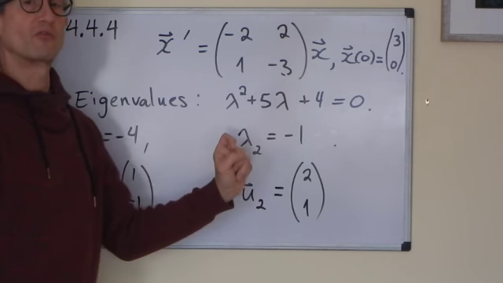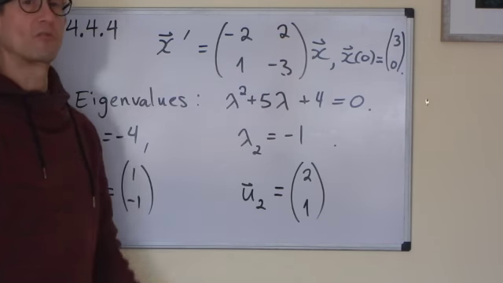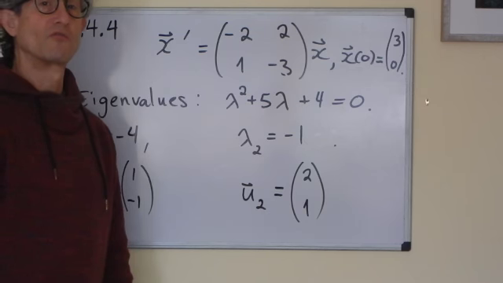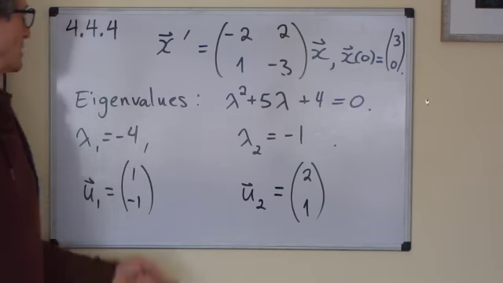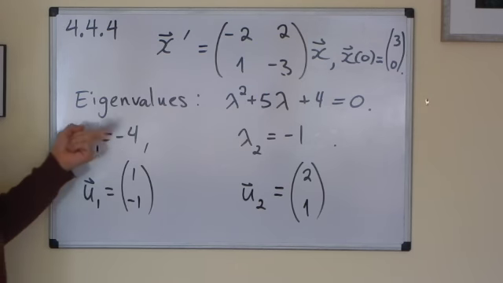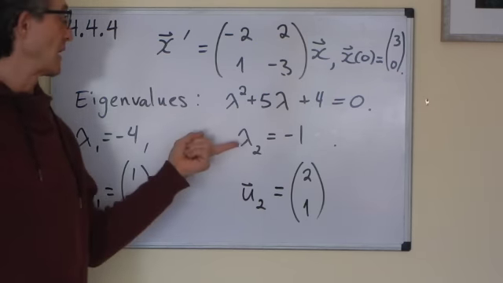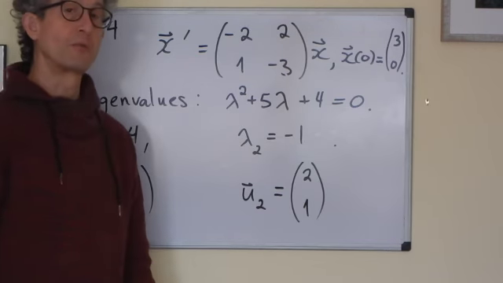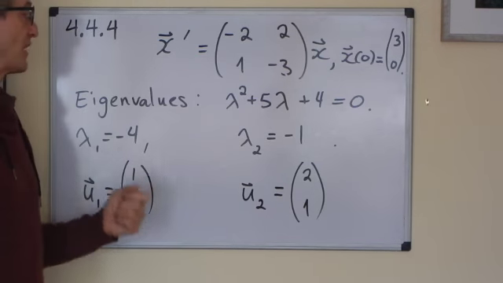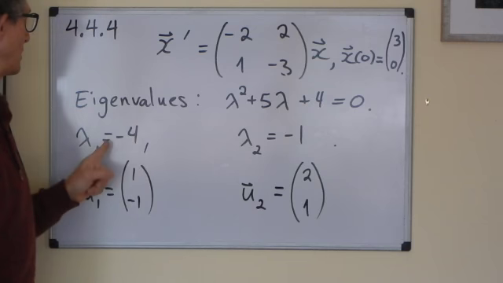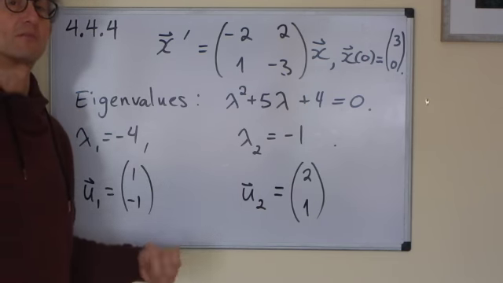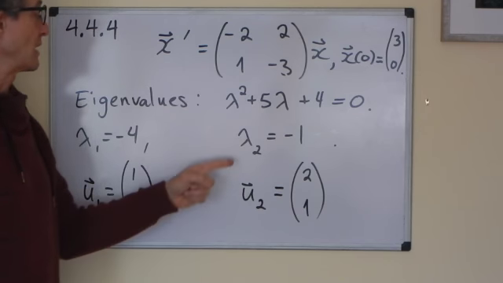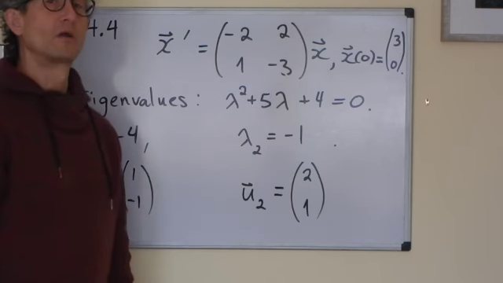Minus 2 times minus 3 is 6. Minus 1 times 2 is 4. And so that's our characteristic equation. And we find the eigenvalues lambda 1 equal to minus 4 and lambda 2 equal to minus 1. In terms of the eventual solution, lambda 1 equal to minus 4 corresponds to a factor of e to the minus 4t. And lambda 2 equal to minus 1 corresponds to a factor of e to the minus t.